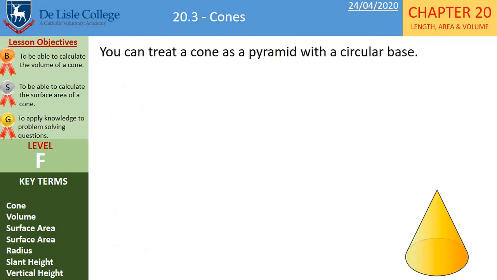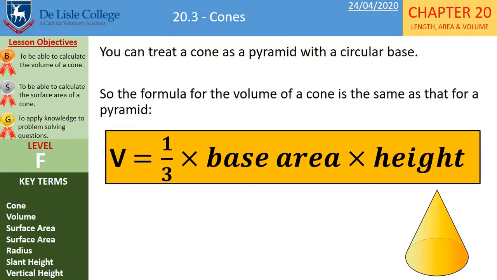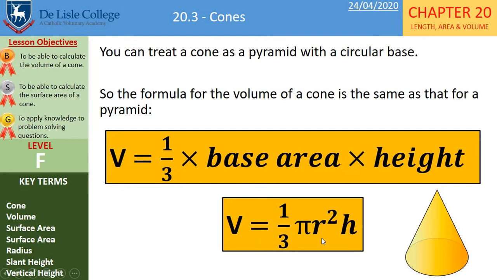First things first, I hope you know what a cone is. But if you don't, it looks like a good old-fashioned party hat. There you go. So you can treat a cone exactly as a pyramid, but this time with a circular base. So the basic worded formula is exactly the same. We're doing a third times our base area that we have to find here, times by our perpendicular height. So you just quickly write that down, and then here is the actual formula that we will use.